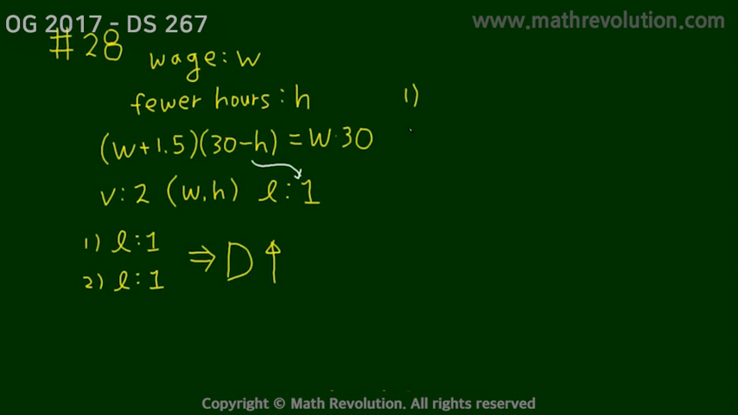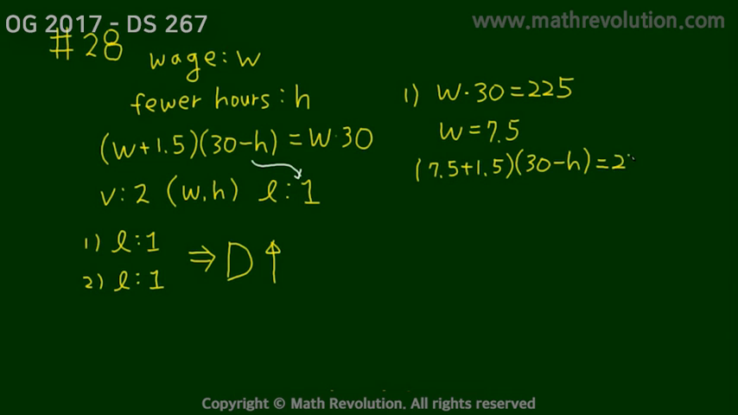In condition 1, converting that into an equation, it says that the current wage, W times 30, is 225, so the wage turns out to be 7.5. Plugging this into the previous equation that we saw, (7.5 plus 1.5) times (30 minus some fewer hours) is equal to 225. This works out to be H equals 5 hours. So condition 1 is sufficient to solve the problem.